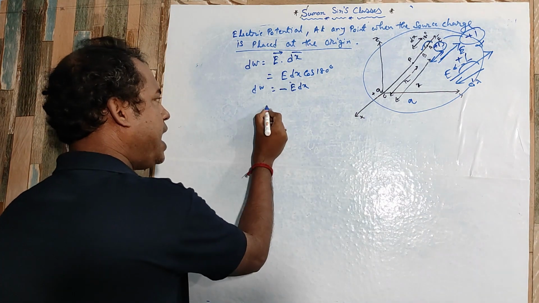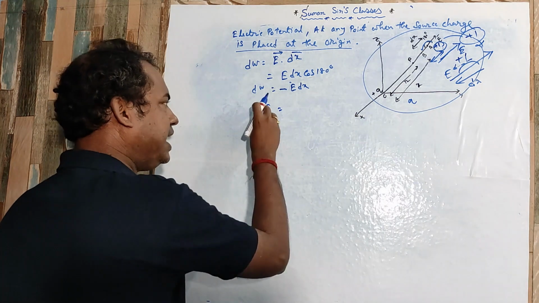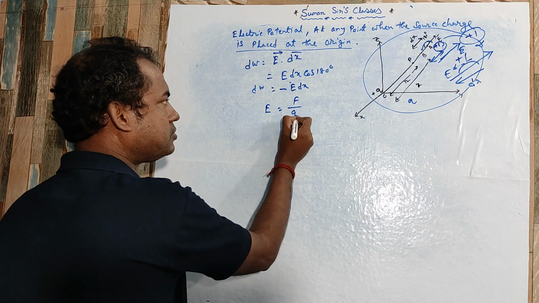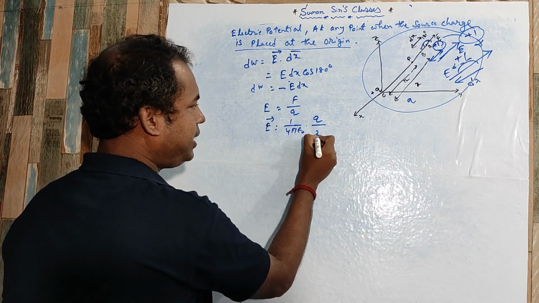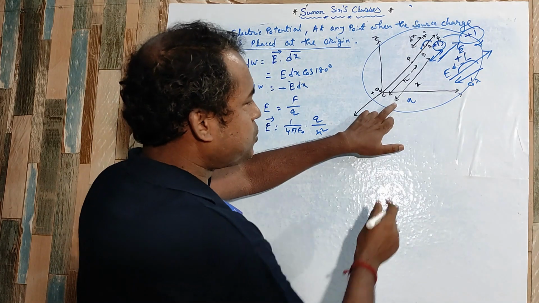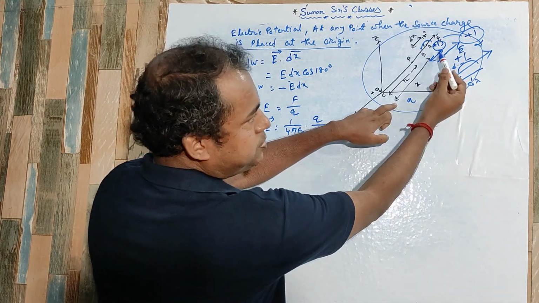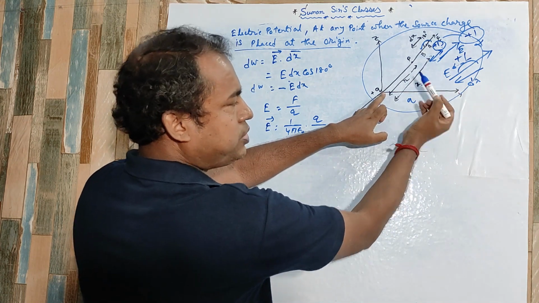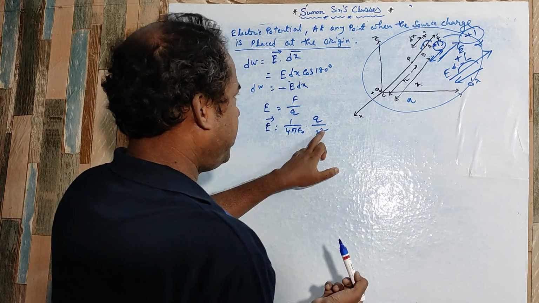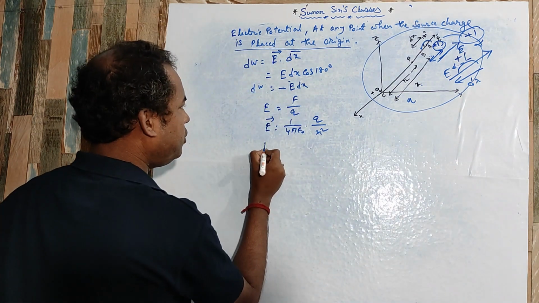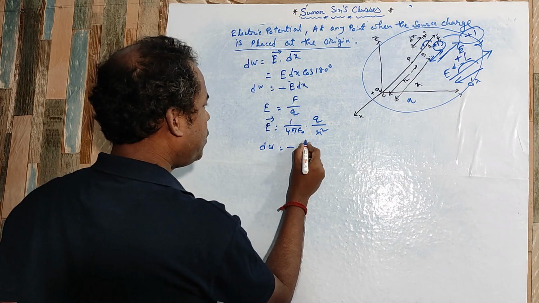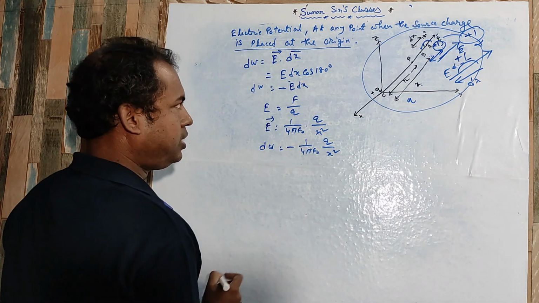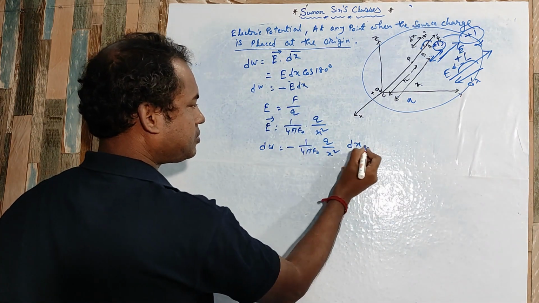So what is the value of E? According to the definition, electric field equals force by charge, which is 1 by 4 pi epsilon naught into Q by x square. Because we want to find out the charged body moving from A to B, at position B the distance from the origin is specified as x. So that equals Q by x square. Now putting the value here, dW equals minus 1 by 4 pi epsilon naught Q by x square, into dx.